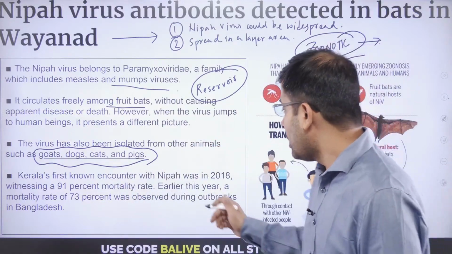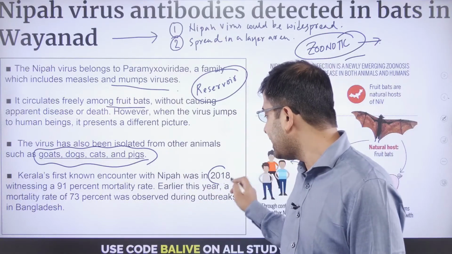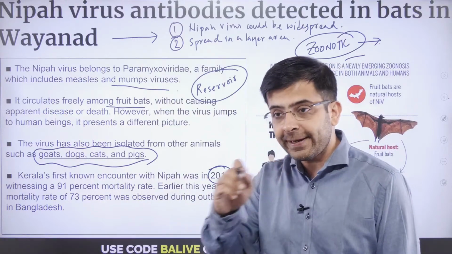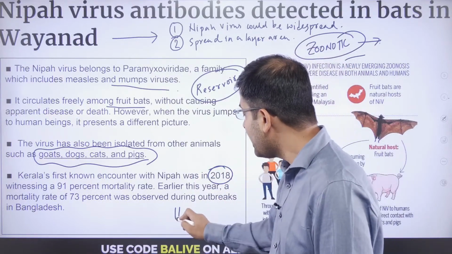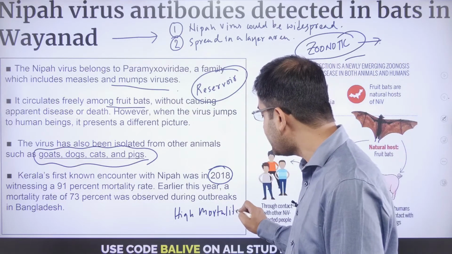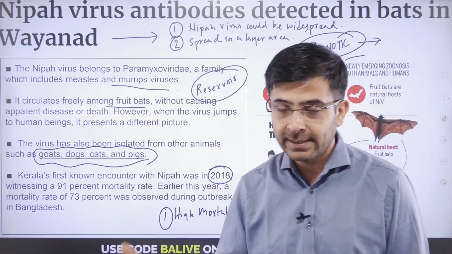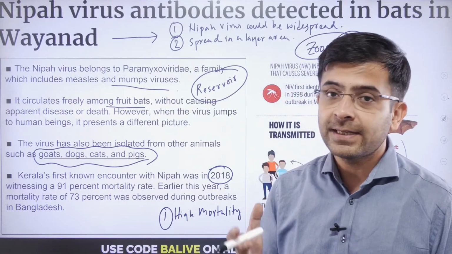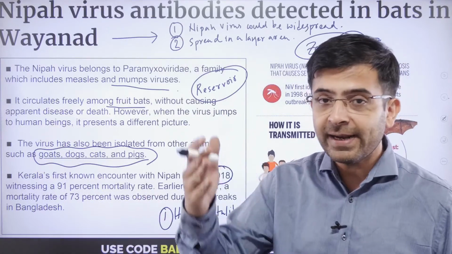Now, when you look at India's history with NEPA, the first case was in 2018 in Kerala. The common trend in every outbreak of NEPA has been high mortality. Wherever you have seen a NEPA outbreak, this is the first symptom there: it is a high mortality disease. In Bangladesh, you had a mortality rate in excess of 70%. Kerala had more than 91%. That's extremely high rates of mortality.